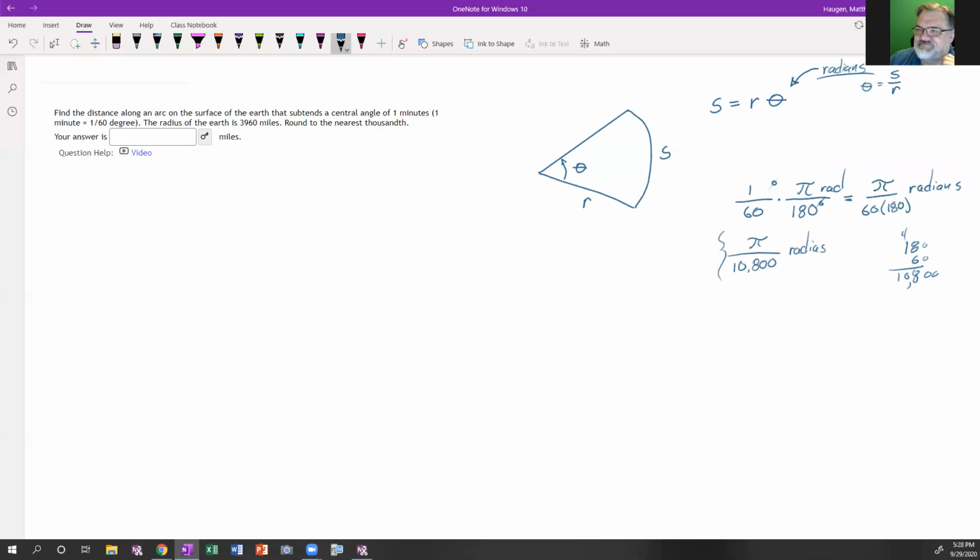But that very, very tiny angle, if we use that as our angle with the Earth's radius of 3,960 miles, really the reason this problem is a little bit messy is just because the numbers are so messy. If we want to know how much arc that produces, then that amount of arc produced is the radius, 3,960, multiplied by the amount of angle, pi divided by 10,800.